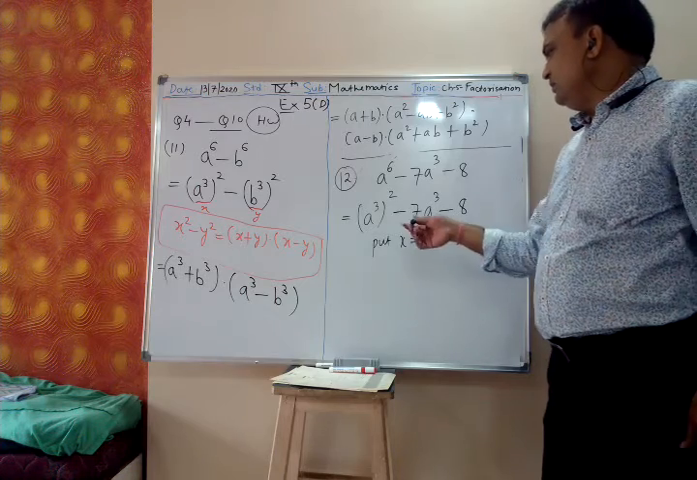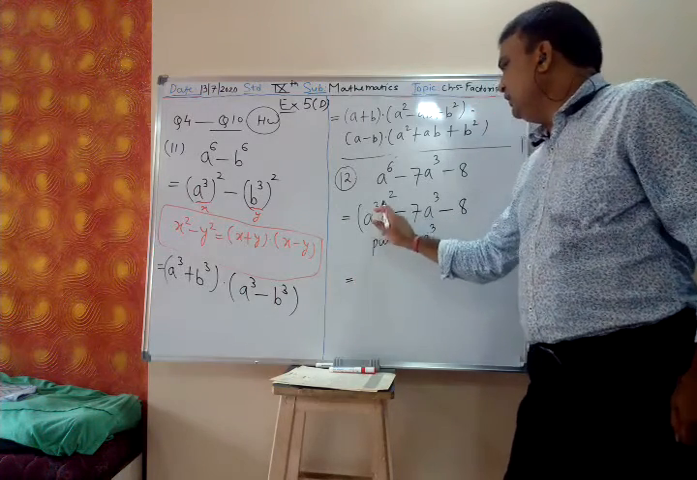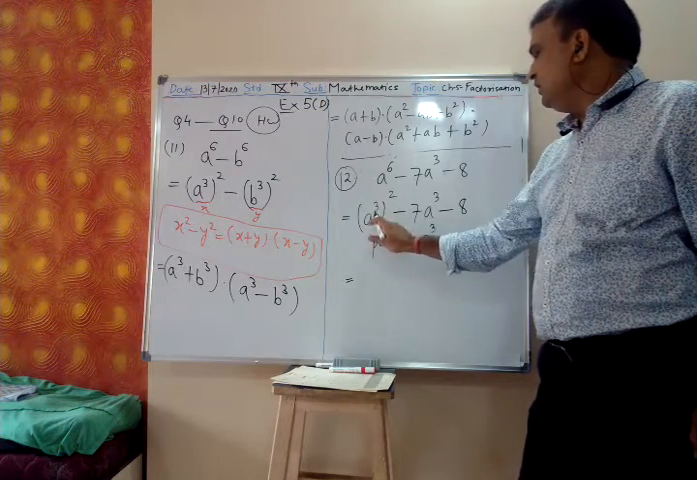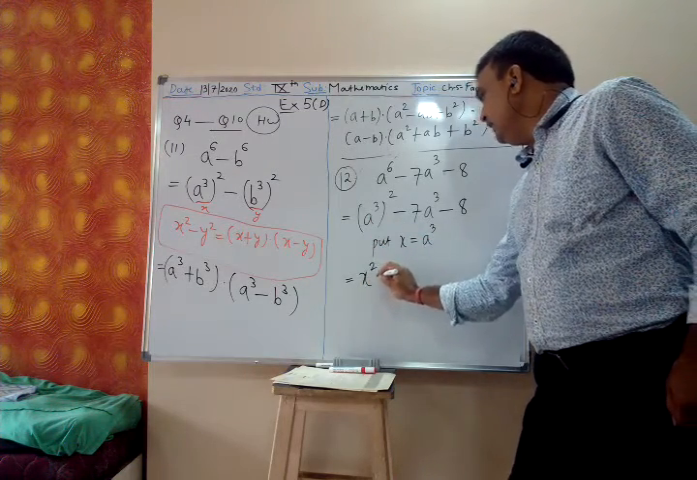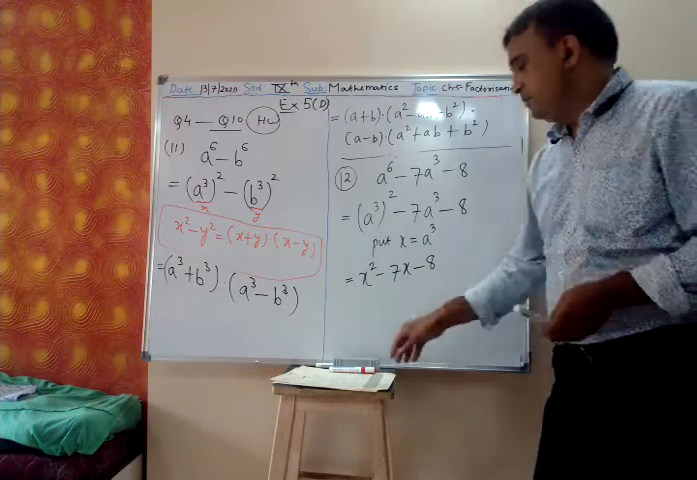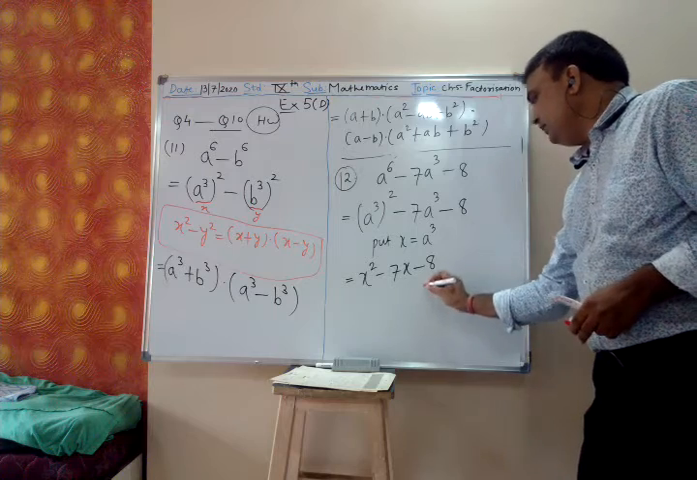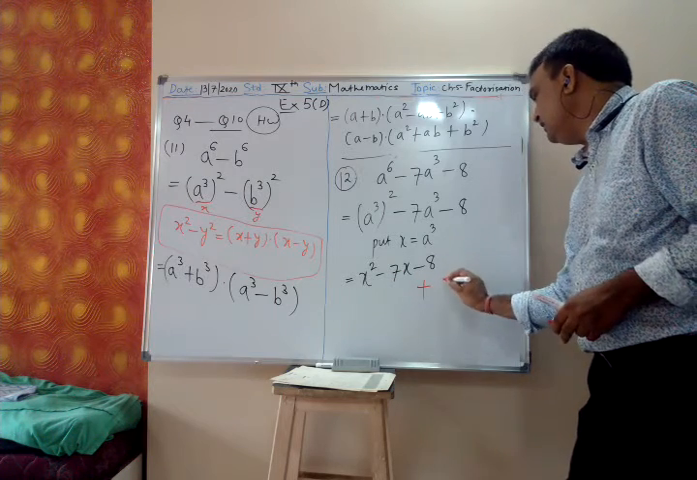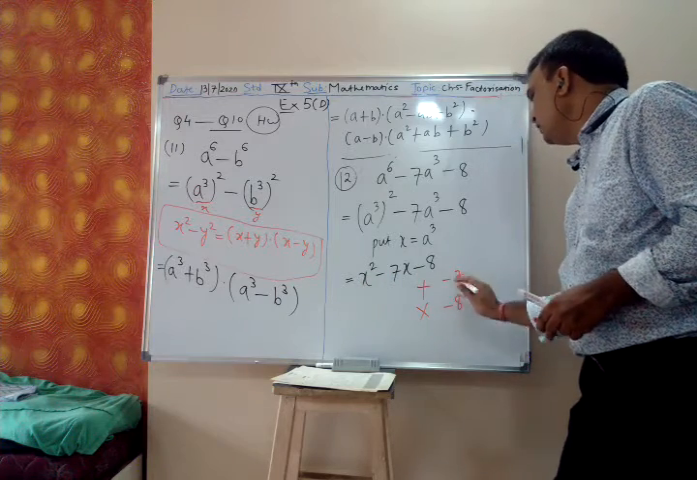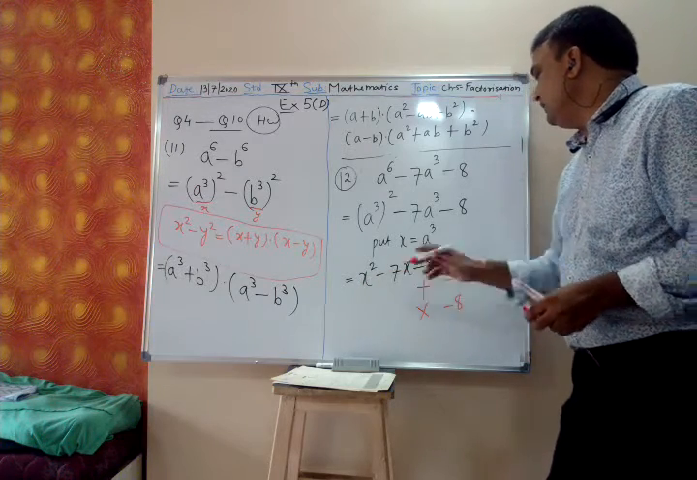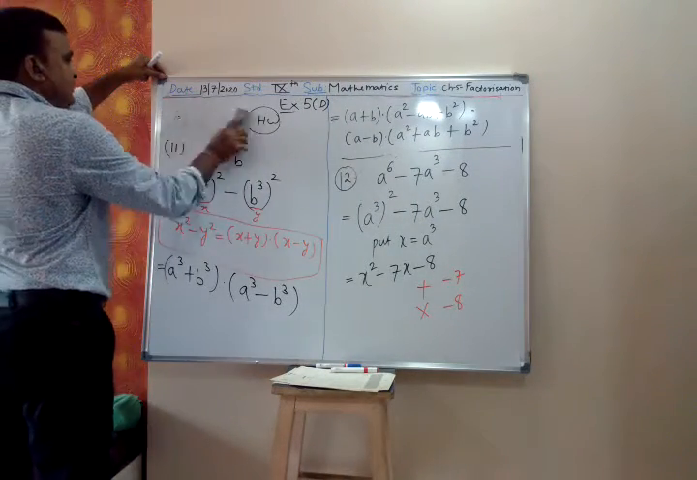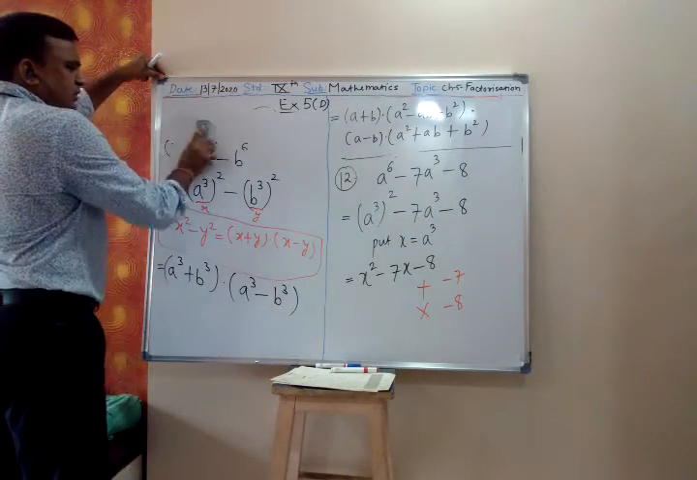Yes, you can write, no problem. But I am writing A raised to 3 raised to 2, so that a raised to 3 I can take together. Now I will replace a cube by x, so x square minus 7x minus 8. Now this is the quadratic equation. Find two numbers whose addition is minus 7 and multiplication is minus 8.